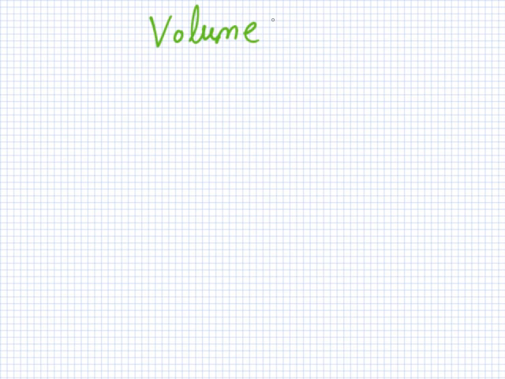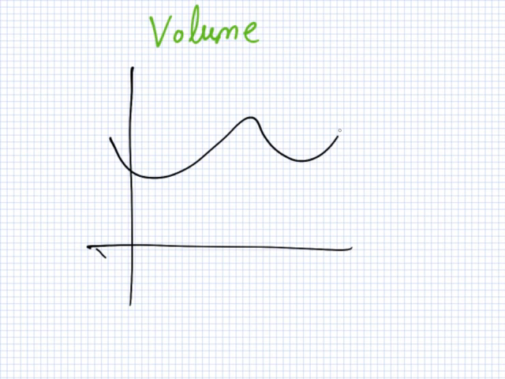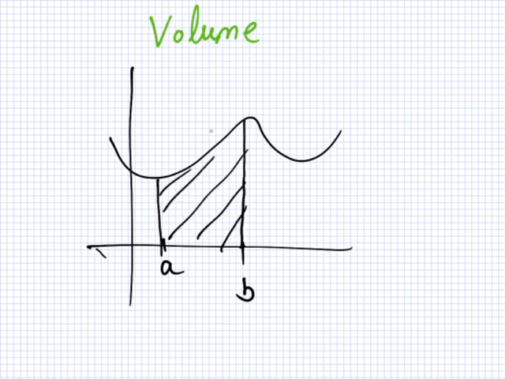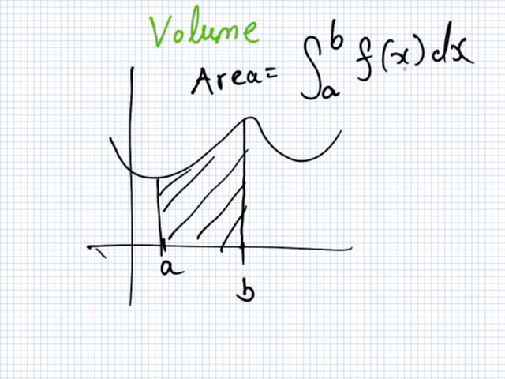Okay, volume. So, when we have a function like this, for example, and here is A, and here is B, we can know what the area is. What's the formula for the area here? Integration. A to B, f(x) dx. This is the area. And you know this because you learnt it in semester one, right? So, can we use integration to get volume? And the answer is yes, of course, but how do we do that?